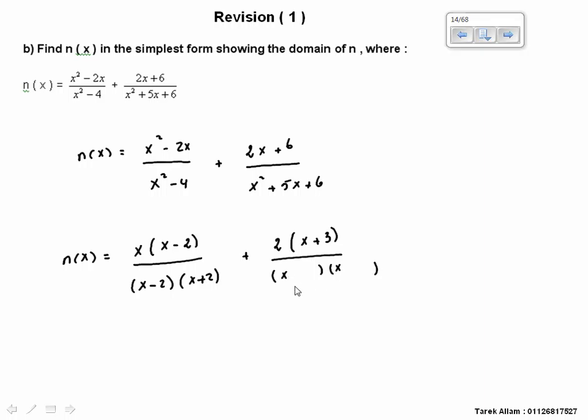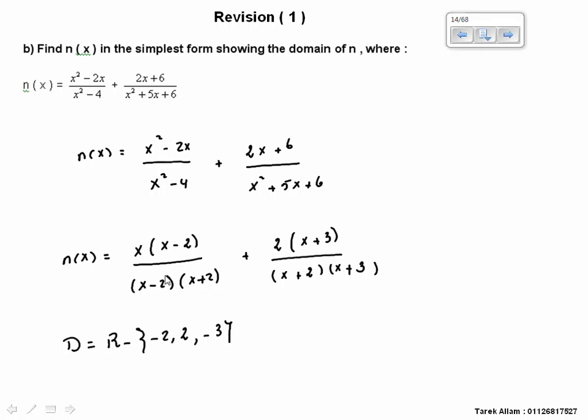The first bracket will be x and the second bracket will be x, and I'm looking for two numbers whose product is 6 and whose sum is 5. 3 times 2. I have here a positive sign, so the two brackets will take the sign of the middle, which is positive. Before simplifying, I will take out the domain, so the domain will be R minus negative 2, positive 2 and negative 3.